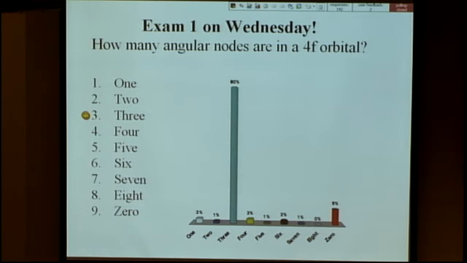For an angular node, we're just talking about what the L value is. So whatever L is equal to is the number of angular nodes you have. For an F orbital, what is the quantum number L equal to? 3, good. So everyone that recognized that probably got the right answer of 3 angular nodes here.